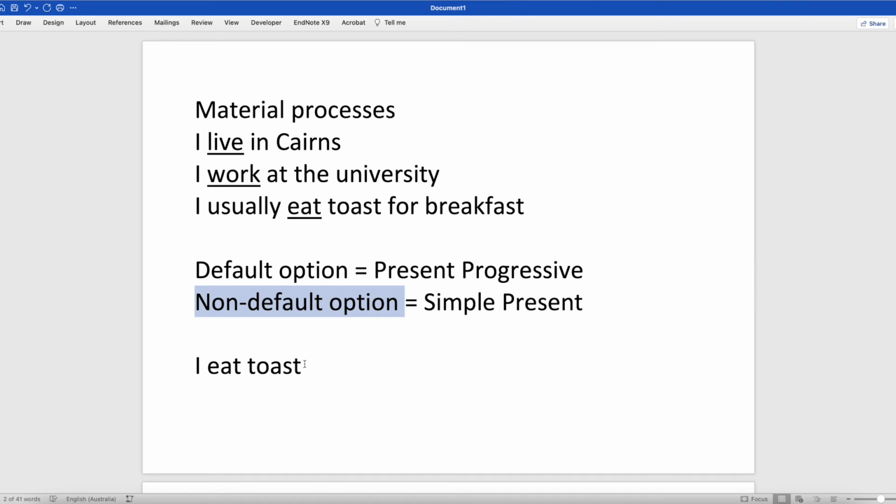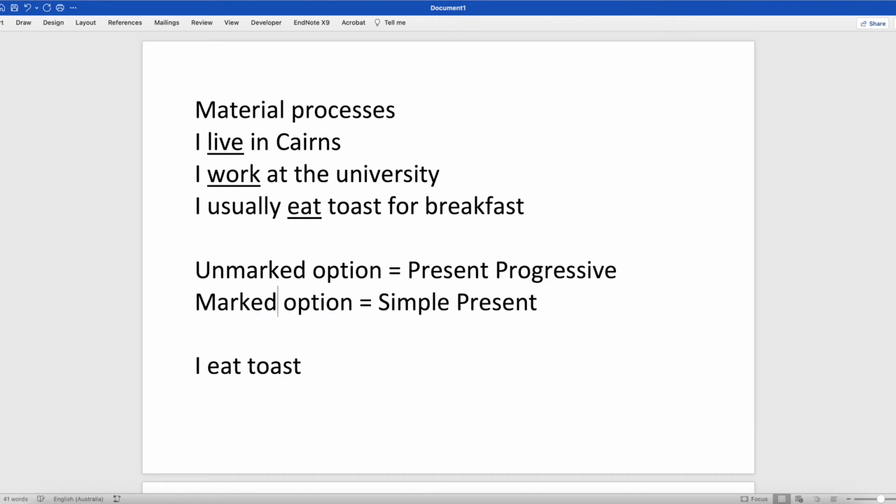And in the case of material processes, the reason why I went with the non-default option is to show that it happens every day, or it happens past, present, and future. And that's why it's the non-default option. It has a special significance. In functional grammar, we have a different word for default and non-default. We'll call them unmarked, the unmarked choice or the unmarked option, and the marked option.